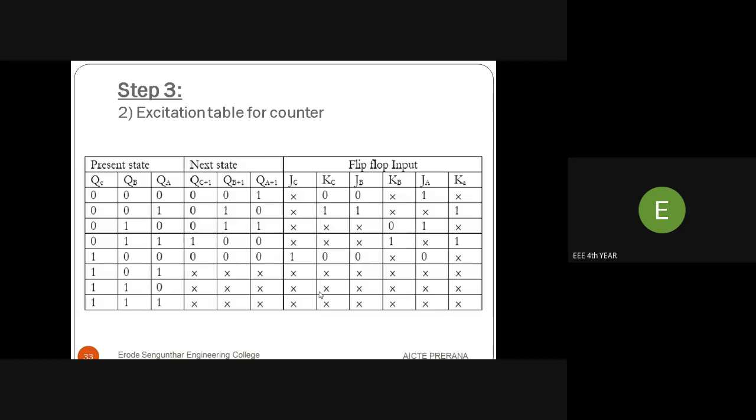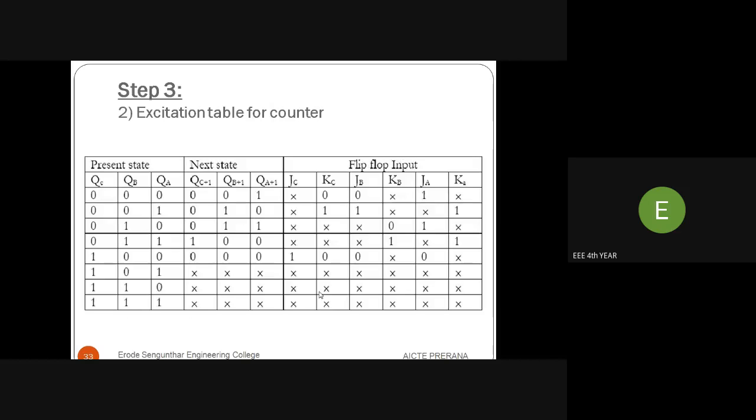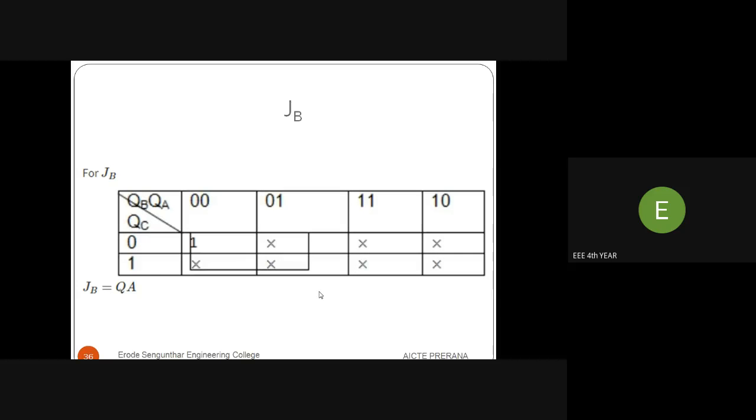So JC value is written as KC value and KC value is written as JC value. So see the KC value: 0, 1, X, X, 0, X, X, X. Okay, we can see for KC value, the JB value is 0, 1, X, X, 0, X, X, X.